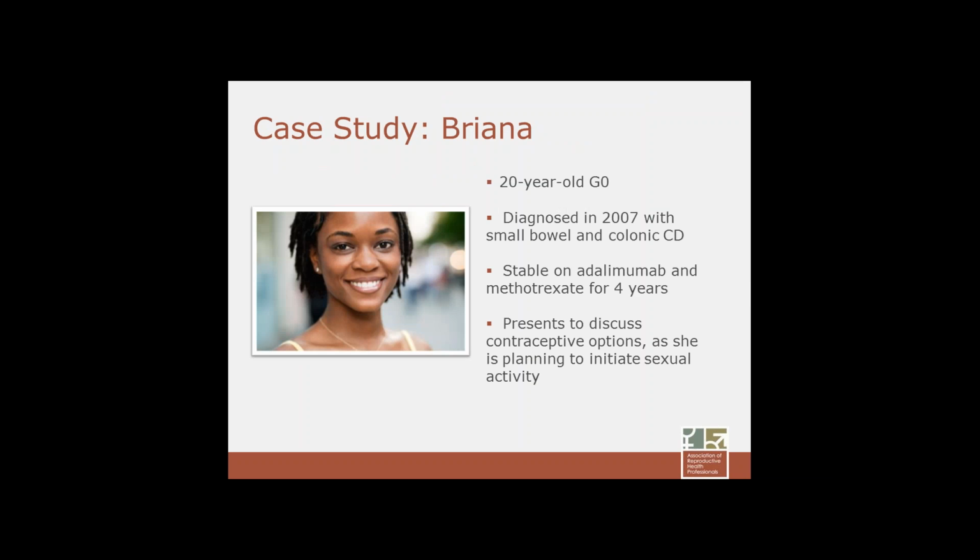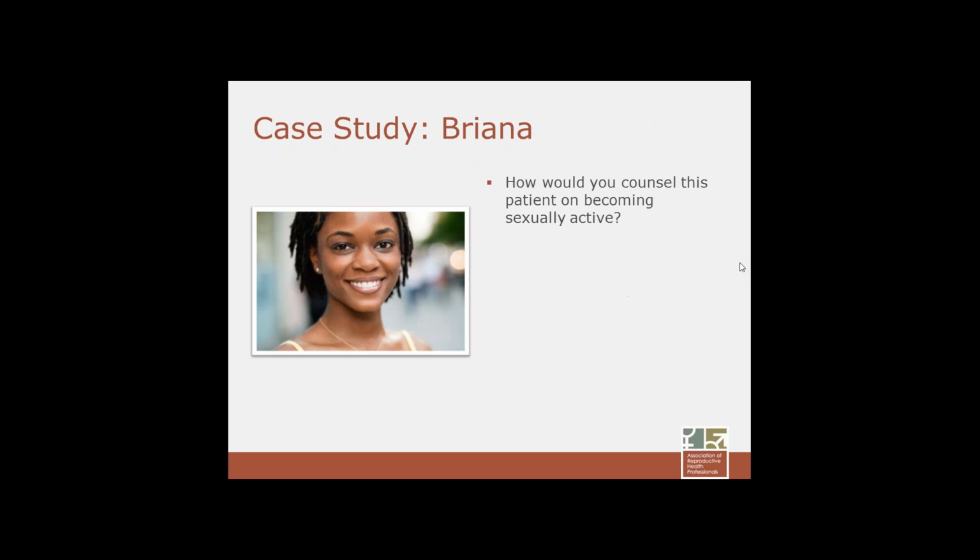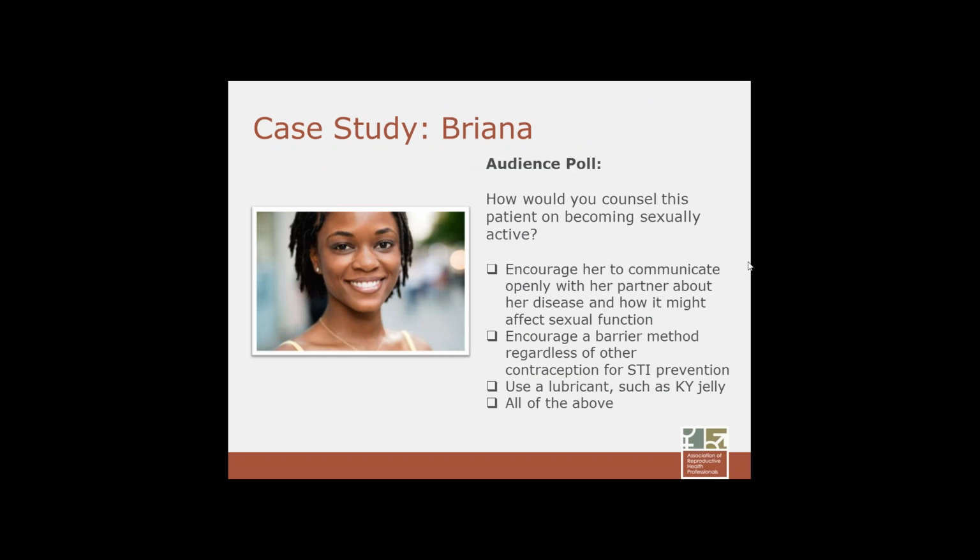Next slide. So let's talk about Brianna. She's a 20-year-old G0. She was diagnosed in 2007 with small bowel and colonic Crohn's disease, and she was started on adalimumab in combination with methotrexate and has been on that for 4 years now, and she is doing very well, and she's coming now to discuss contraceptive options as she is planning to initiate sexual activity.